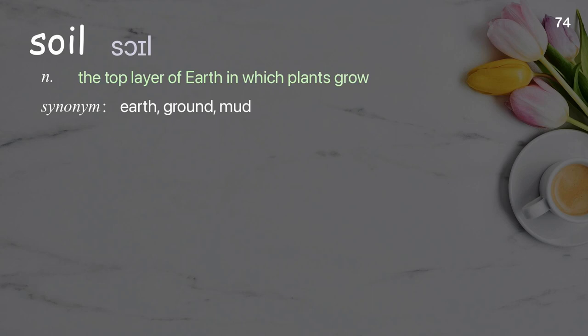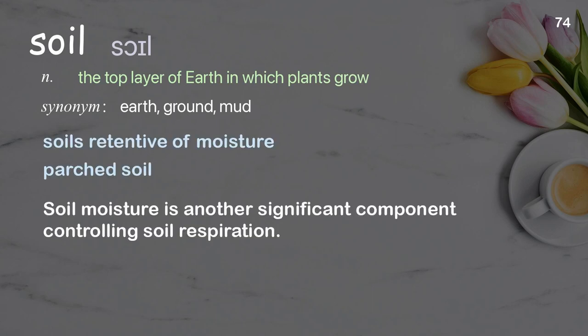Soil: the top layer of earth in which plants grow. Examples: Soils retentive of moisture. Parched soil. Soil moisture is another significant component controlling soil respiration.